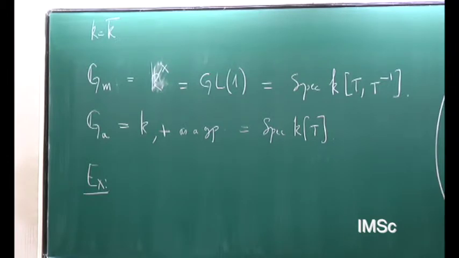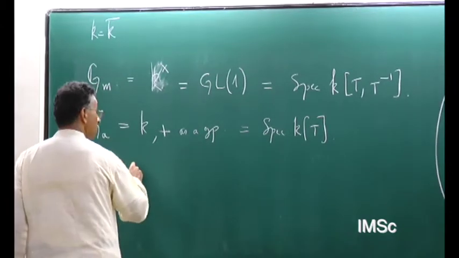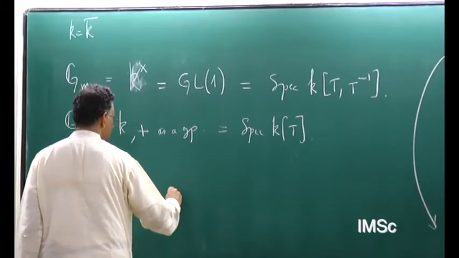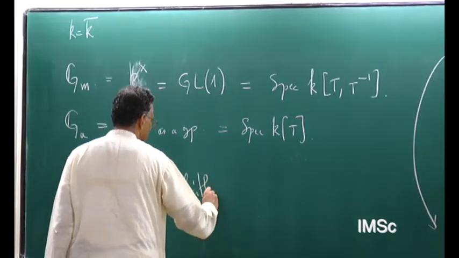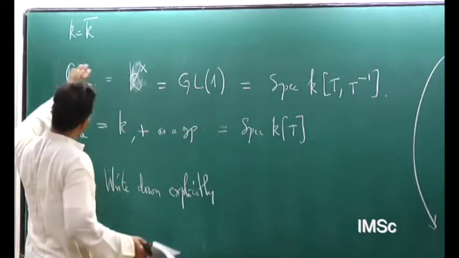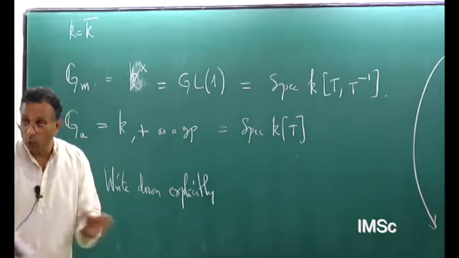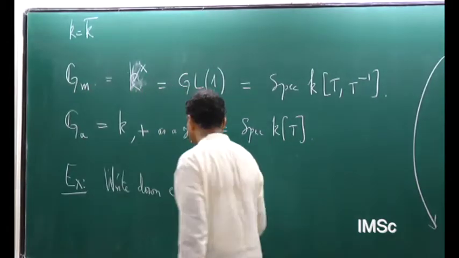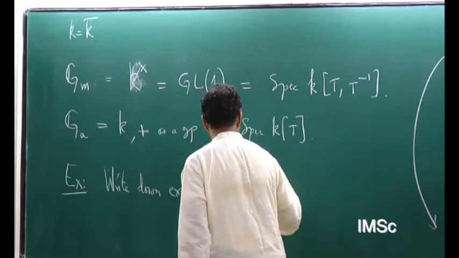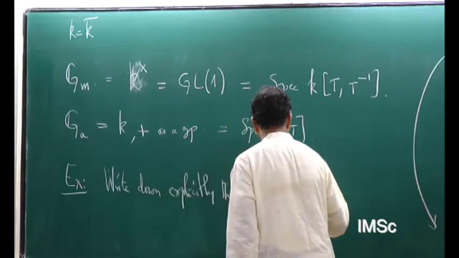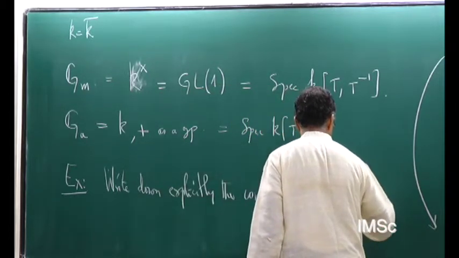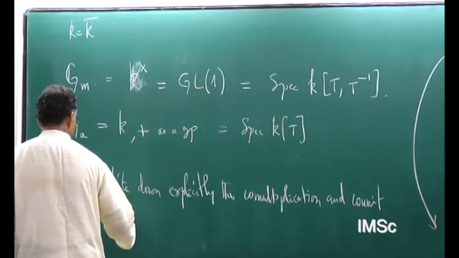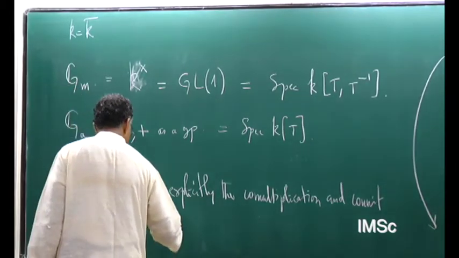So write down explicitly. That they are Hopf algebras is implicit because these are linear algebraic groups. But I would want you to write delta of t equal to, right? You should write that out. Write down explicitly the co-multiplication and co-unit maps on K[T, T inverse] and K[T].